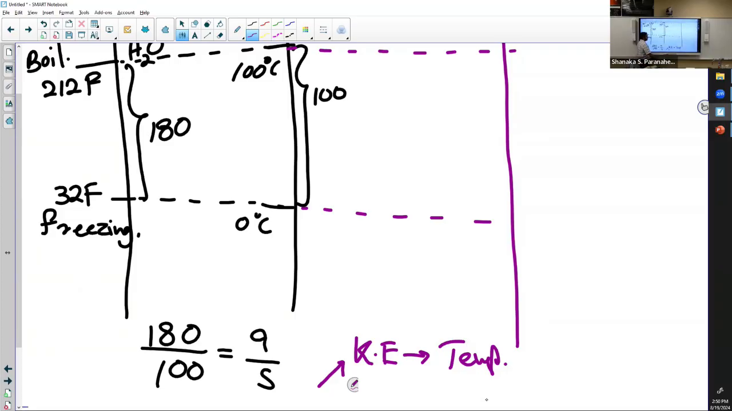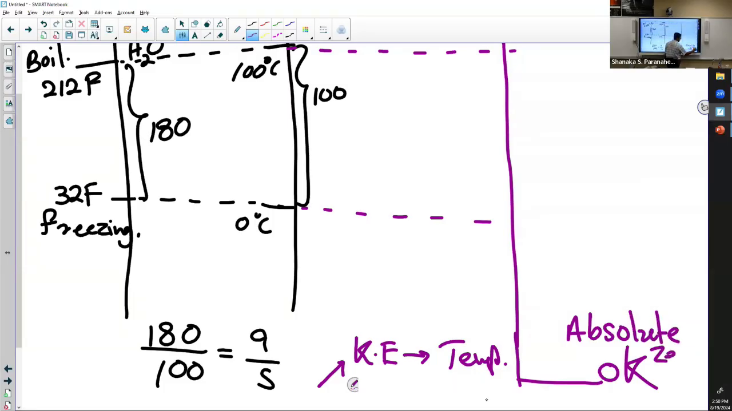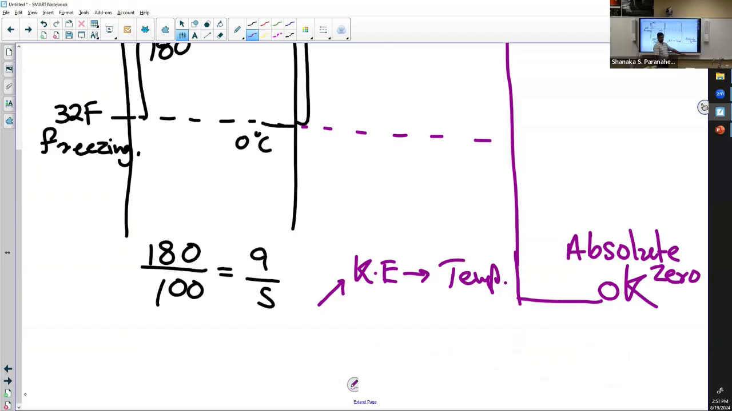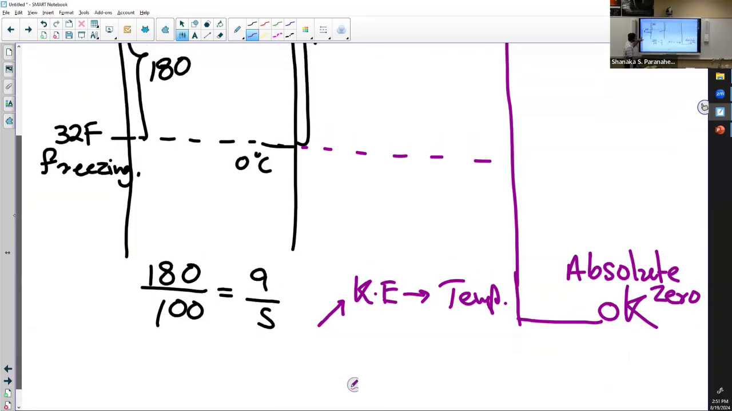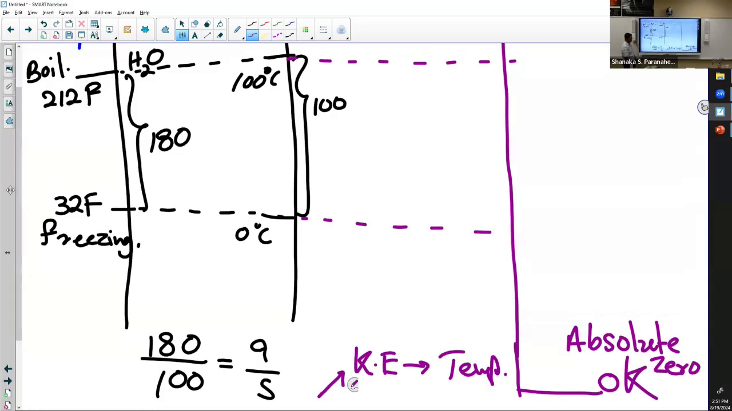So that's why we need the third scale. The lowest possible temperature of any substance is going to be 0 Kelvin, and this is called absolute zero. Which means if we can cool any material until all those particles are at rest, no more vibrations, completely frozen, then that temperature is going to be 0 Kelvin. This is a really cold temperature and it's very difficult to achieve experimentally.